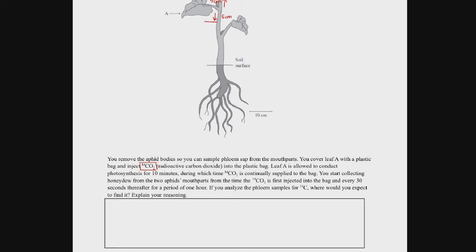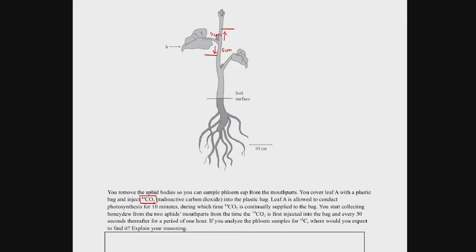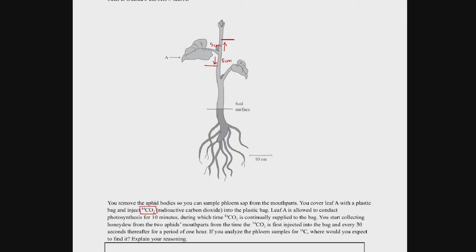That radioactive labeled CO2 would be used by the cells in the leaf to make sugars in photosynthesis. The sugars would then be loaded into the phloem, and because the flow of sugars in the phloem is from a higher concentration to a lower concentration, so source to sink, remember how we talked about that, then we would expect to find the radioactive labeled carbon in the phloem sampled from the aphid mouth parts below the leaf. So we have this source to sink rule, and we're injecting the radioactive label here, then it's going to be flowing down because this is the source, and this is the sink.